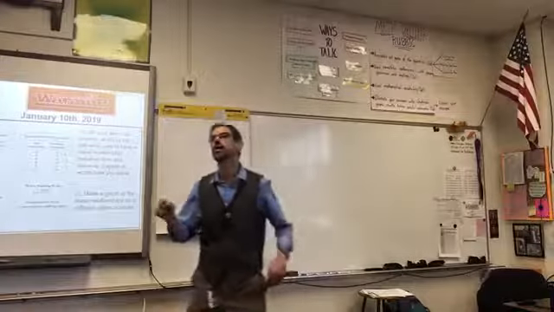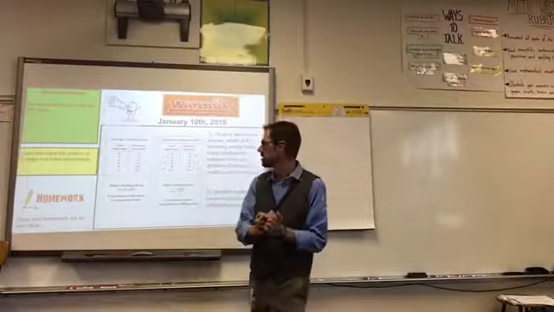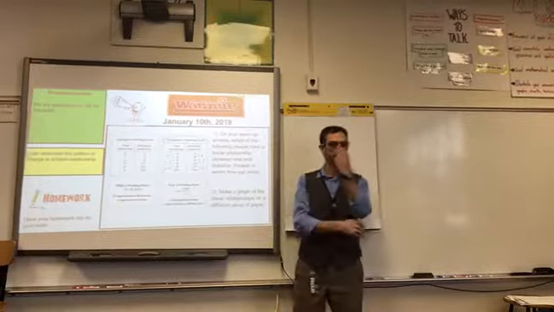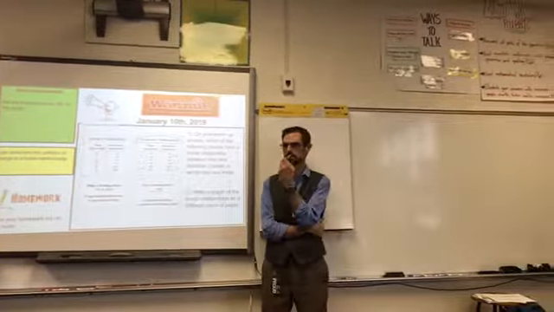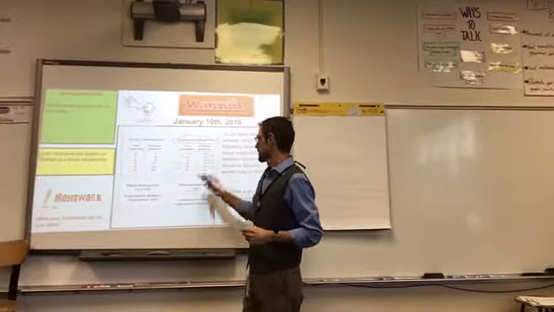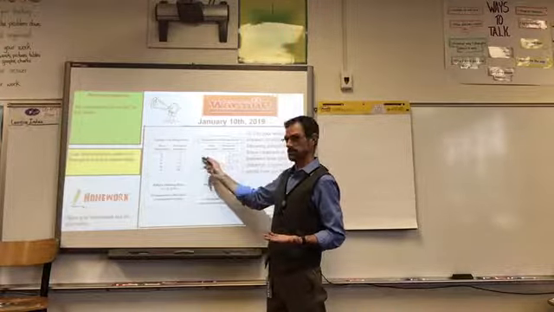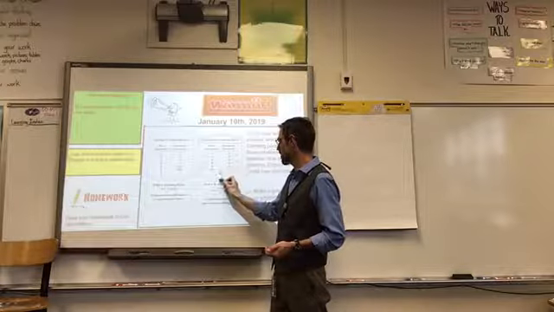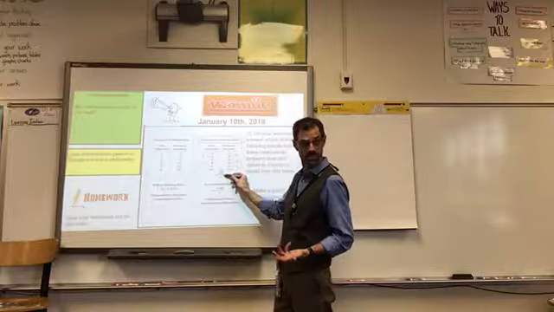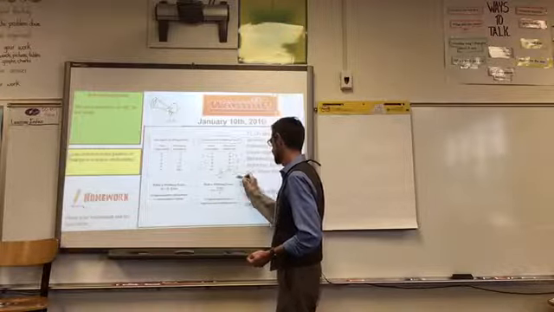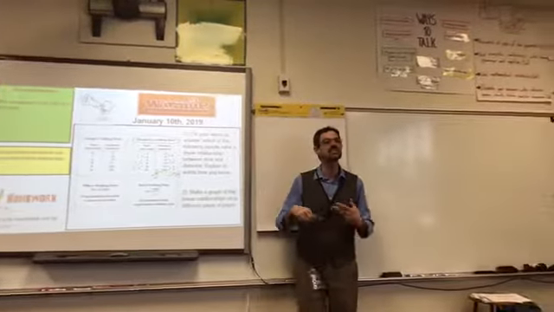What is her unit rate? Her unit rate, which is meters per second. 1.5. How'd you do that? You took 3 and divided by 2. So she took her meters, put it on top, took her time, put it on bottom, because that is meters per second, right? And then she gets 1.5 meters per second. That is the unit rate.